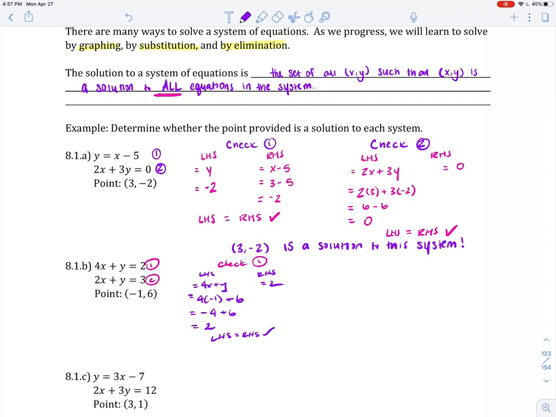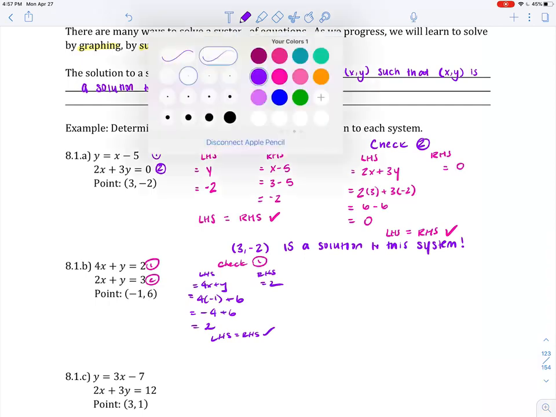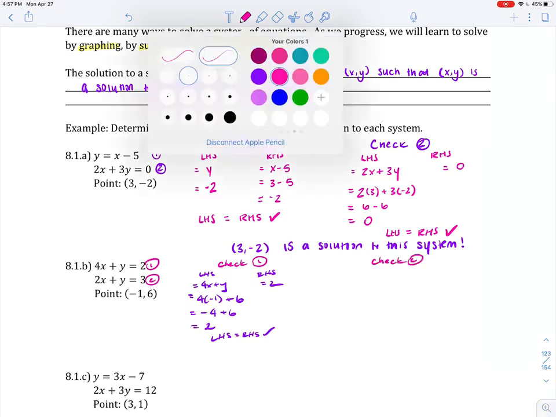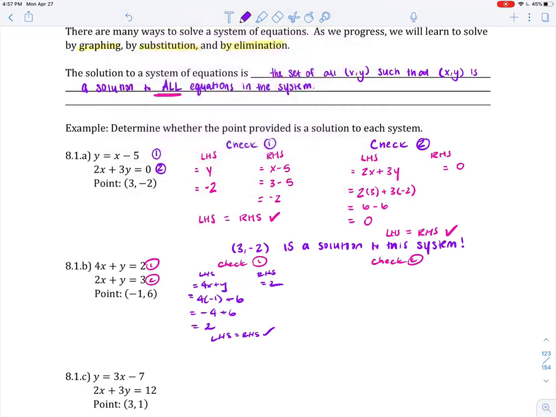That's already good. Left-hand side is equal to right-hand side. I guess I've done this whole thing, right? Oh, no you aren't. Why? You have to check all of the equations in the system. Oh my goodness, I could have ruined everything.